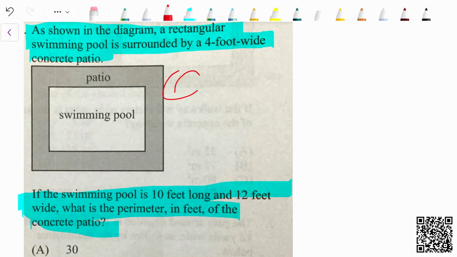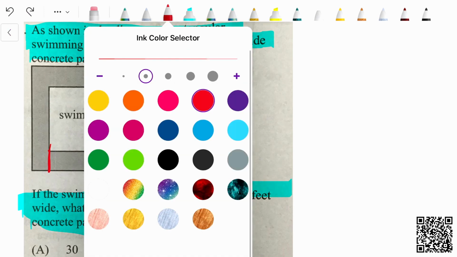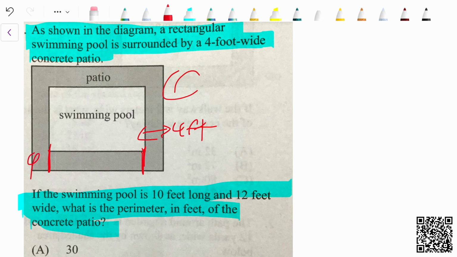It's 4 feet wide, so this would be 4 feet, right? 4 feet. And here we see on the bottom, there are 2 of them, because this line comes down one and this line comes down another. So keeping that also in mind, we've got a 4 feet here and we've got 4 feet here. So together they would be 8.